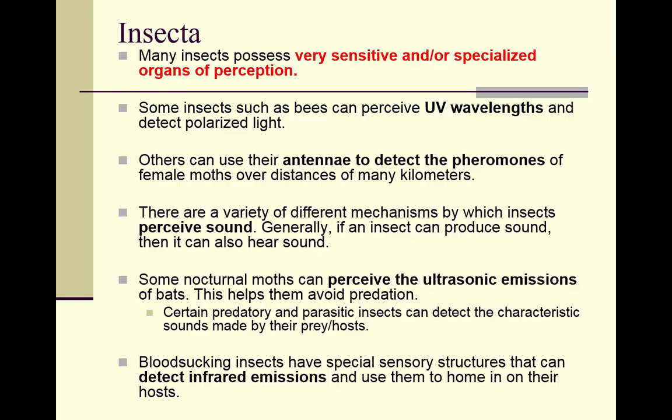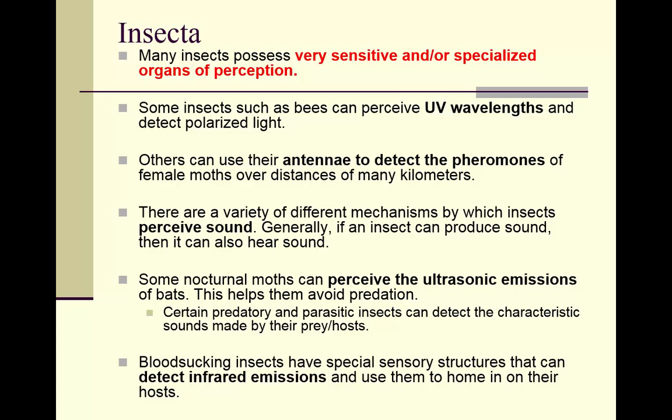Many insects are very sensitive and have specialized organs of perception. Some of them, like bees, can detect UV wavelengths and polarized light. That's why they're drawn to certain color flowers. Others can use their antennae to detect pheromones of female moths, and this is over distances of many kilometers, so it's very sensitive. They also are able to perceive sound.